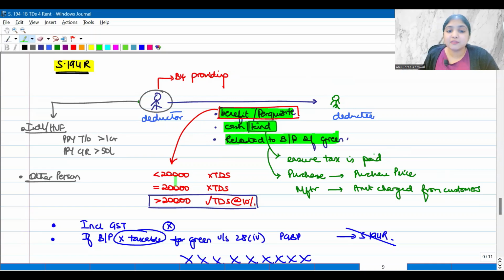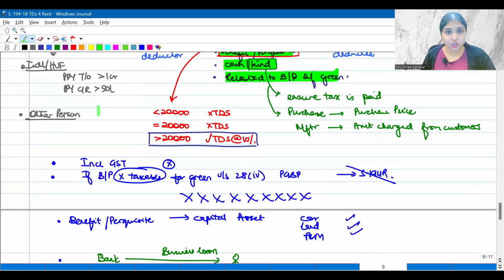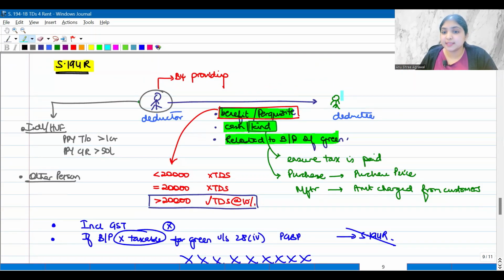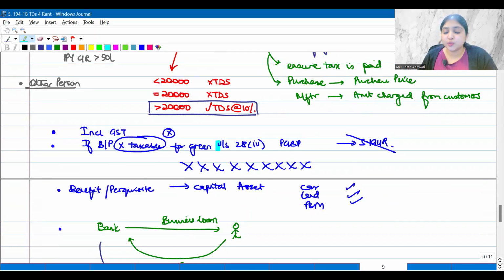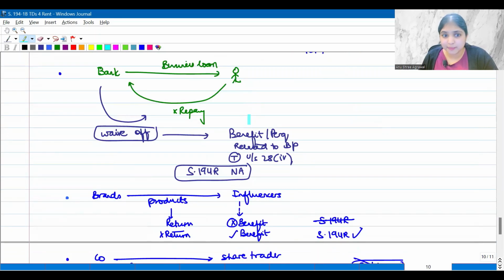If the value of the benefit is more than 20,000, only then we will have TDS at the rate of 10%. It's an R hijack section, so you will bother about turnover and gross receipts if the deductor is an individual or HUF. Then we learned extra points. GST you will not consider. Whether the benefit or perquisite is taxable for Green under section 28(4) or not, it is irrelevant. The benefit or perquisite can also be a capital asset, it does not matter.